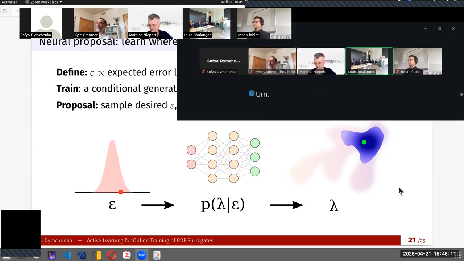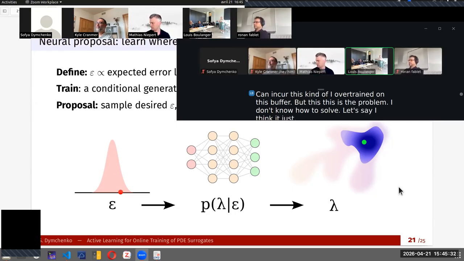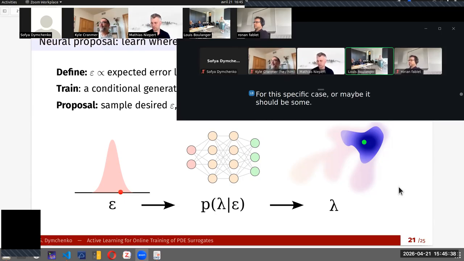So potentially the GPU is always running, always training. And then of course there is the problem that if the solvers provide data for too long, it can lead to overtraining on this buffer. I don't know how to solve this. At some point maybe this online setting doesn't work for this specific case, or maybe it should be adapted somehow to do something about it.